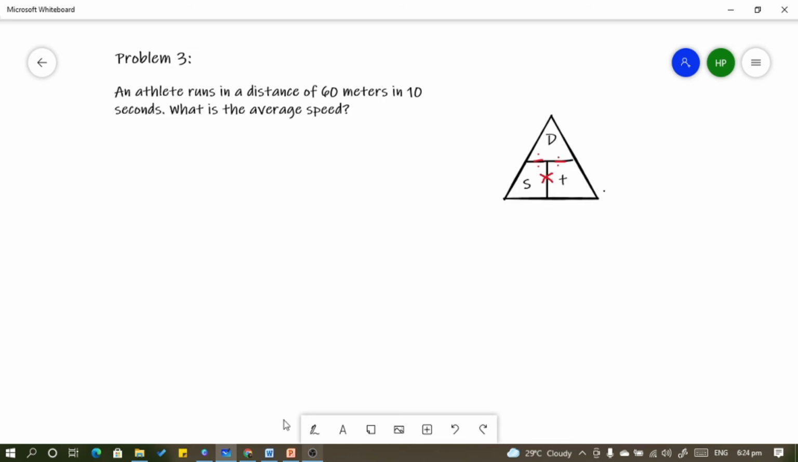Problem number 3. An athlete runs a distance of 60 meters in 10 seconds. So what is the average speed?